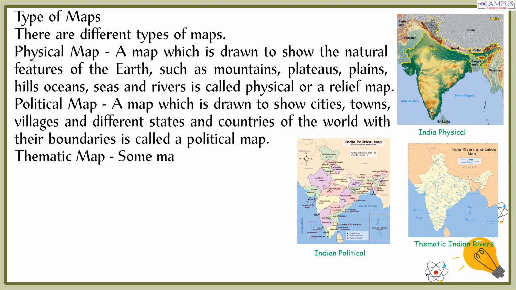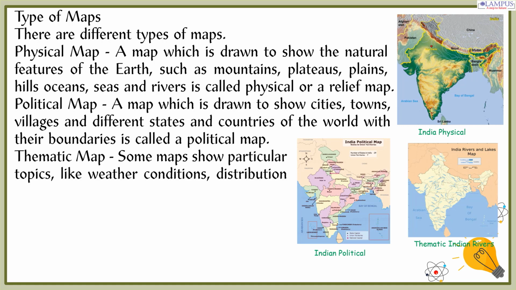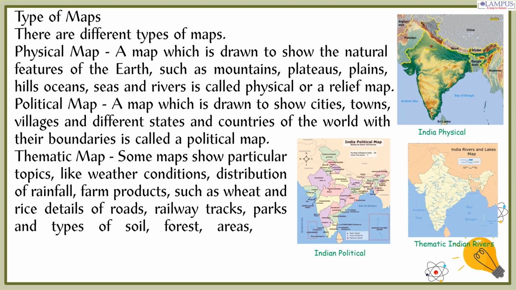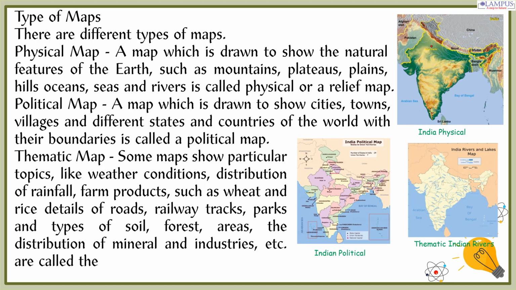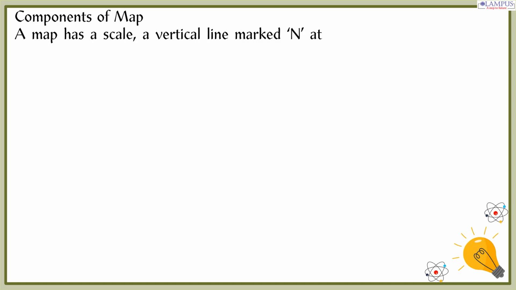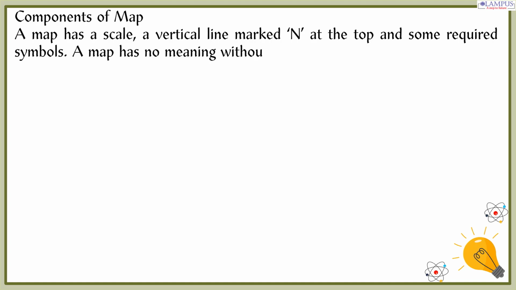Thematic map. Some maps show particular topics, like weather conditions, distribution of rainfall, farm products, such as wheat and rice, details of roads, railway tracks, parks and types of soil, forest areas, the distribution of mineral and industries, etc. are called thematic maps. Components of map. A map has a scale, a vertical line marked N at the top and some required symbols. A map has no meaning without these components.